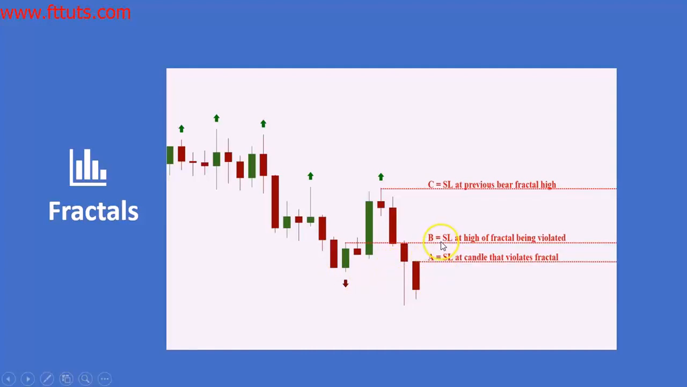And then your next stop loss level is at the high of the fractal being violated. This is the high fractal. This is the fractal. So you want to go at the high point where it's being violated. And then finally, your previous bear fractal high right there. That's the safest place, but the biggest risk, the most loss.